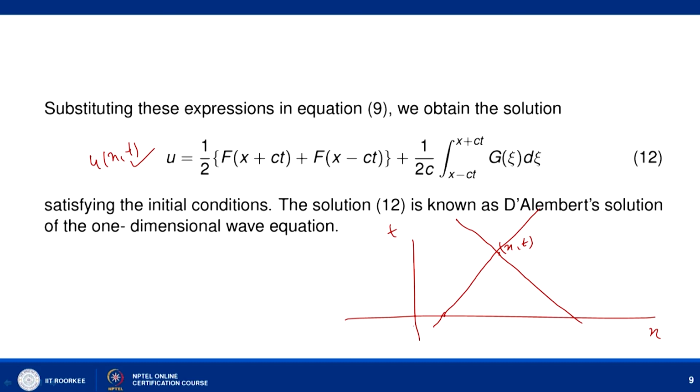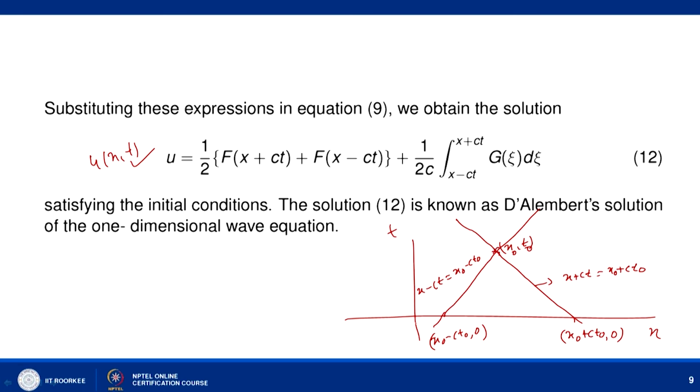So here we have x minus ct, let me write it for the point x naught, t naught. So x minus ct equal to x naught minus ct naught. Here this is the point x naught minus ct naught comma 0, and this line is x plus ct equal to x naught plus ct naught, and this point is x naught plus ct naught comma 0. So we look at the point x naught, t naught and want to find our solution at this particular point.